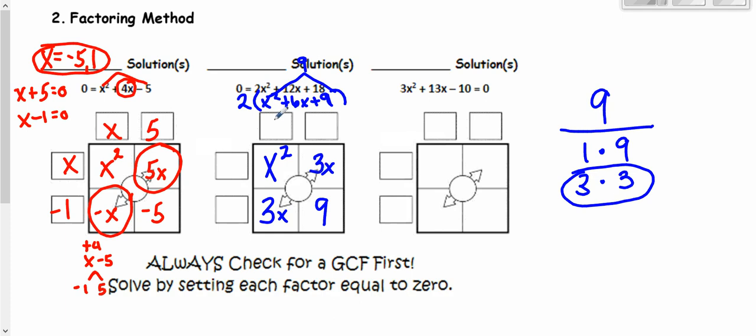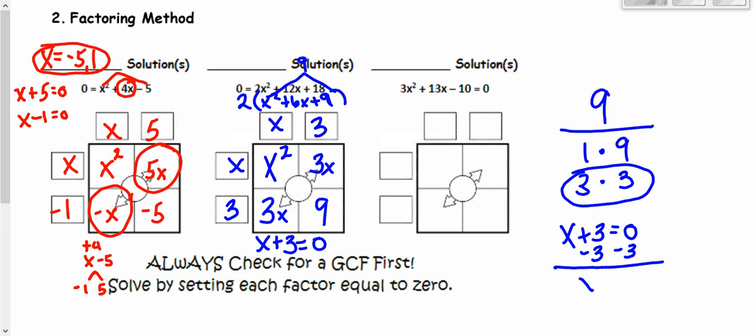So when I factor, I have x plus 3, and I have x plus 3. So my linear factors are x plus 3 and x plus 3. So to solve, I'm going to set that linear factor equal to 0. So I have x plus 3 equals 0. I'm going to subtract 3 on both sides. And now I have x equals negative 3. So this one has one solution, x equals negative 3.